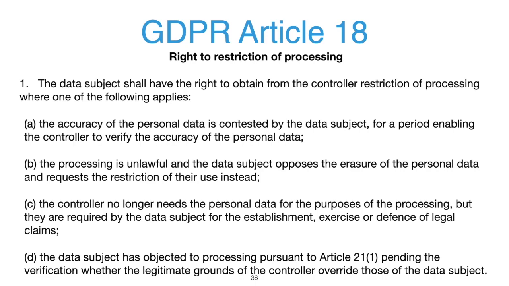In Part C here, we can see that the controller may no longer need the personal data, but they're required to keep that for the establishment, exercise, or defence of legal claims. So the data subject may want them to keep it even after they don't need it anymore. Part D provides for a restriction of processing in scenarios where there's automated decision making. Again, we'll look at that a little bit later. This keeps cropping up. And that gives some time for the parties to figure out what's going on, whether everything is above board or not.